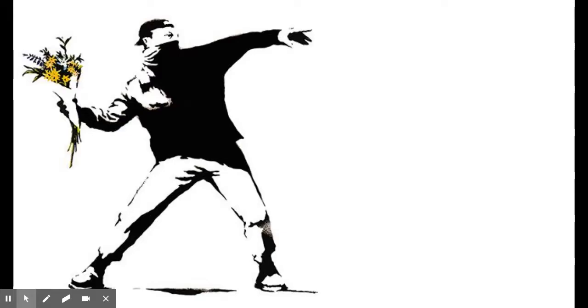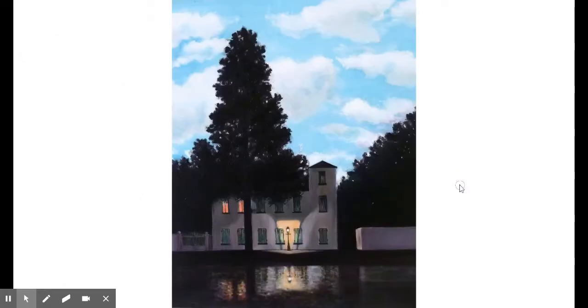You've got this action that seems aggressive. The covered mouth in this case indicates that the person is in a situation where there's probably tear gas being used, but the action is one of throwing peace, not throwing something that would be otherwise destructive. This work by Magritte shows both daytime and nighttime at the same time. This is, again, one of those dichotomies that you can't quite capture in real life, but in a work of art you can.